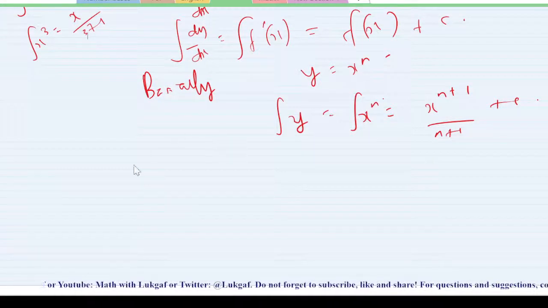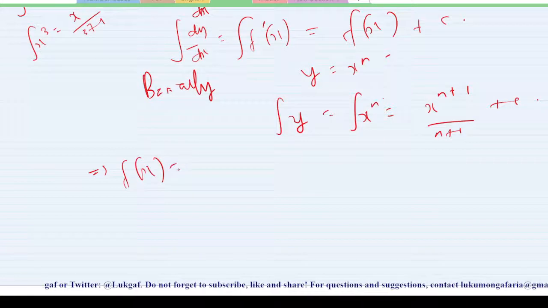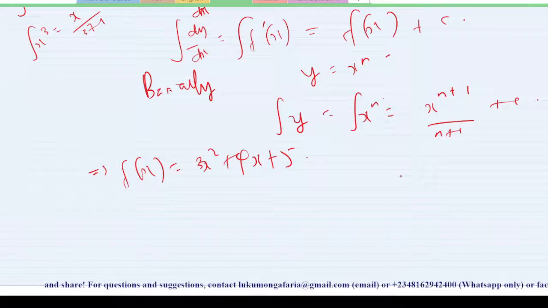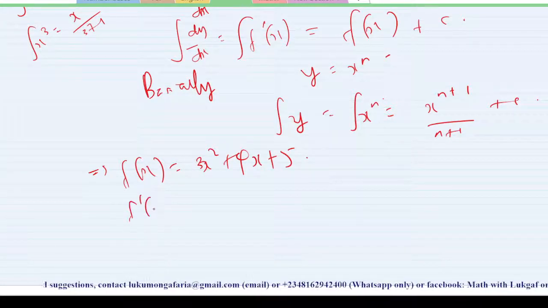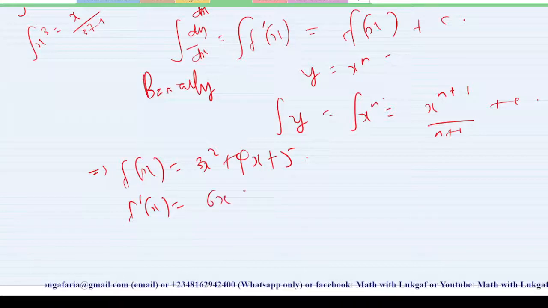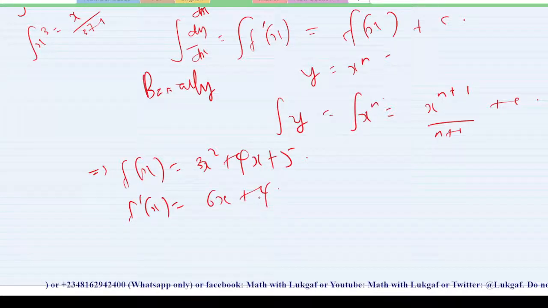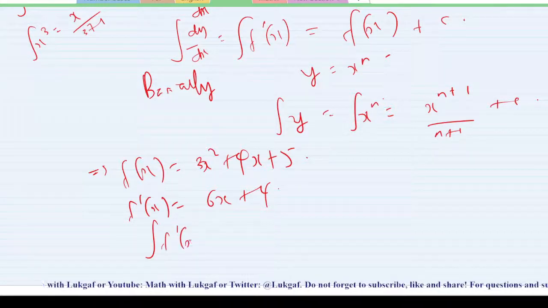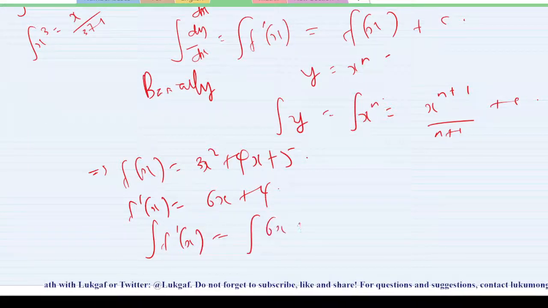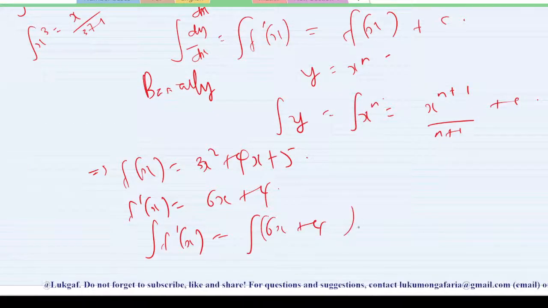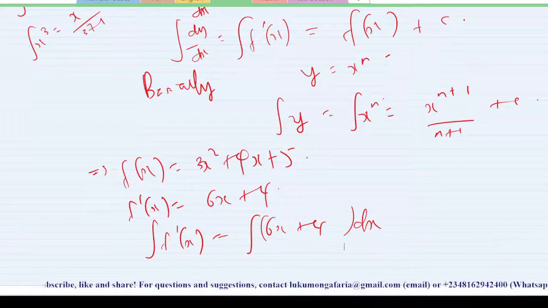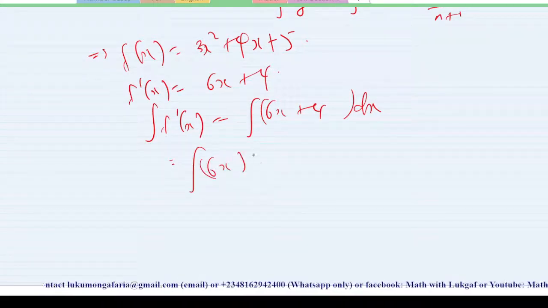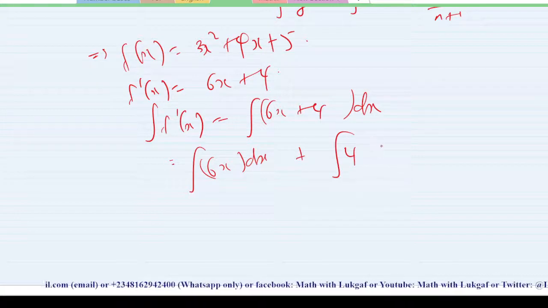Let me give you an example to back it up again. If my f of x is equal to 3x squared plus 4x plus 5. Okay, let us break this pen. By breaking it, I said you differentiate. The derivative of this will be 6x plus 4. Is that taken? Okay, now, if you want to repair this pen, what you are going to do is to integrate. So you are going to integrate it with respect to x. Your integral also satisfies the linearity property. So that's going to give you the integral of 6x dx plus the integral of 4 dx.